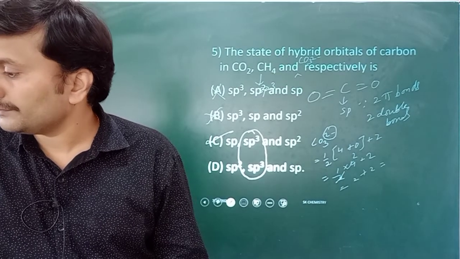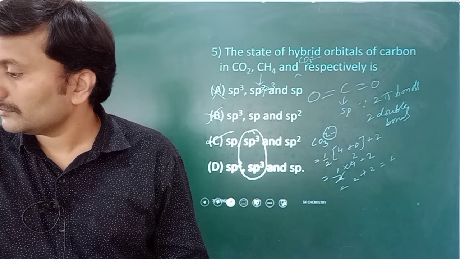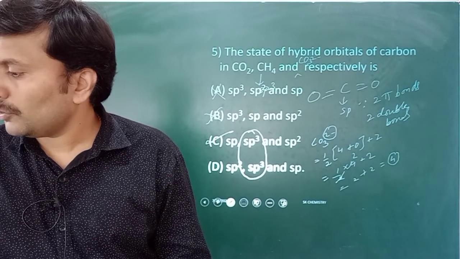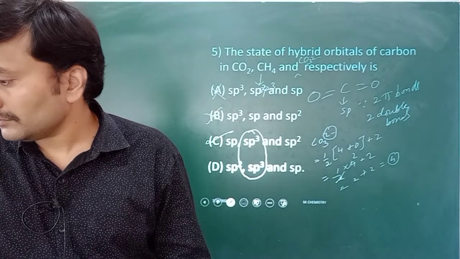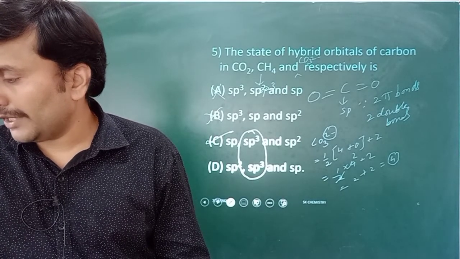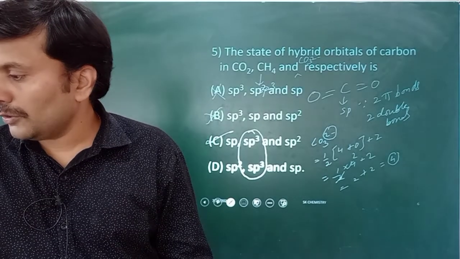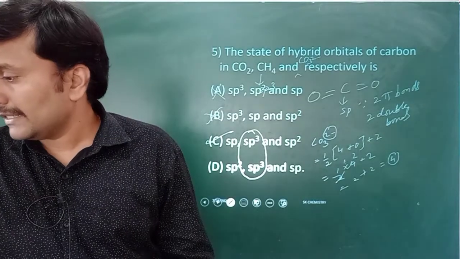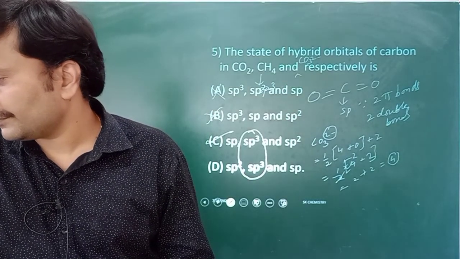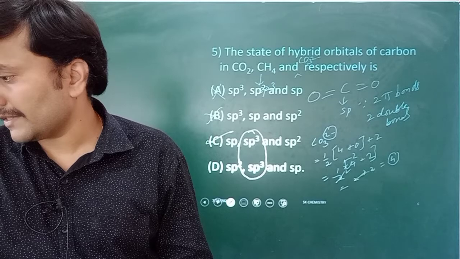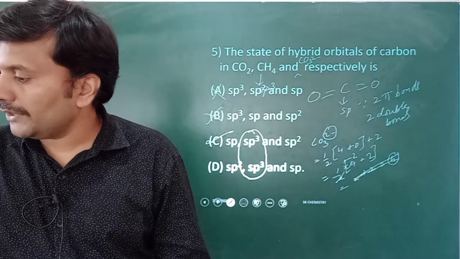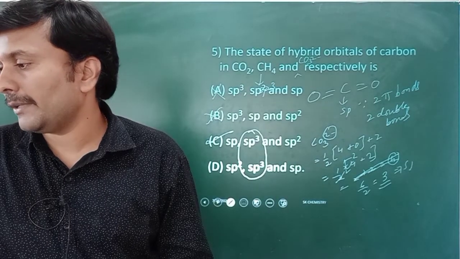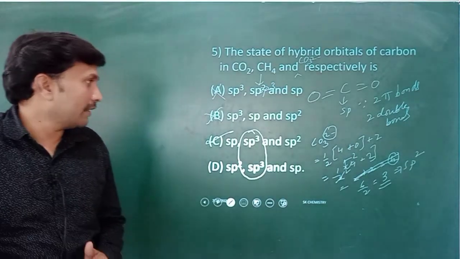How much? 4 valence electrons, and for -2 carbonate we should add +2, so it will be 6. Make a correction: half into 6, that is 6 by 2. 6 by 2 is how much? 3. 3 means which one? sp2 hybridization. What hybridization? sp2.